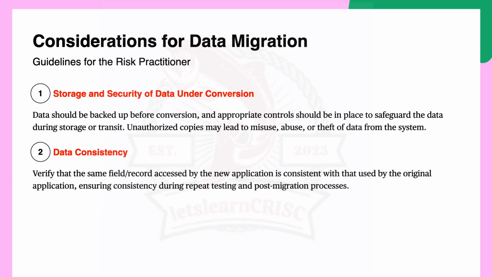Under data consistency, it means to verify that the same field or record accessed by the new application remains consistent with the original application, right? So this consistency is vital during repeat testing and the post migration processes, right? Just think of an example, like ensuring the pages in your book stay in the same order during the move. So for the risk practitioner, this involves confirming that the data maintains its integrity and structure when accessed by different applications, right? Next is business continuity.